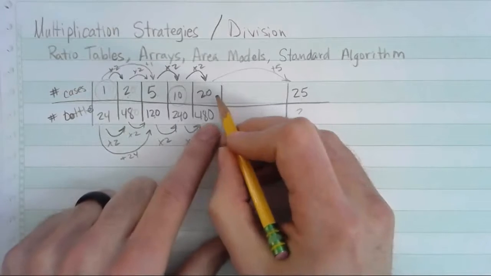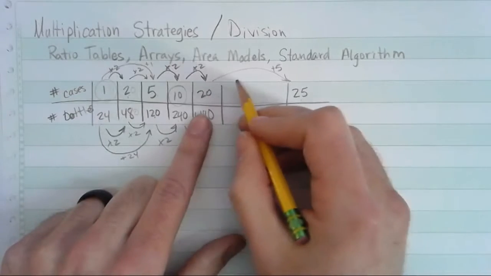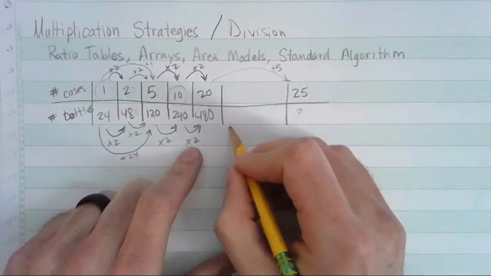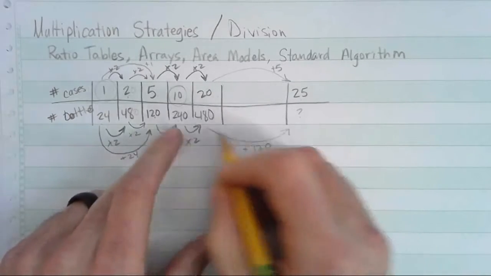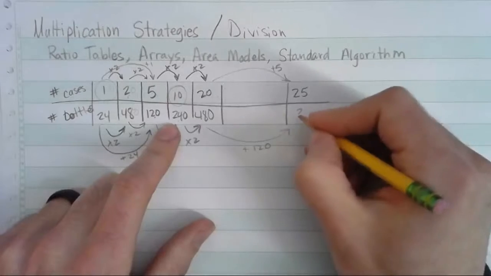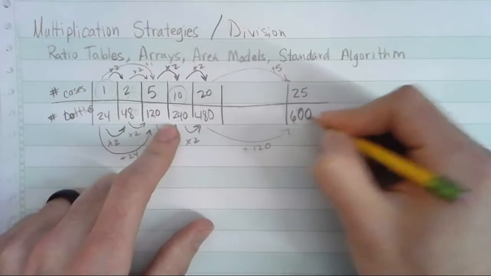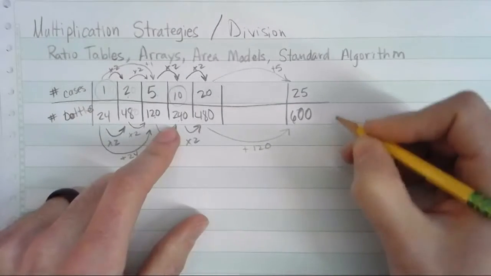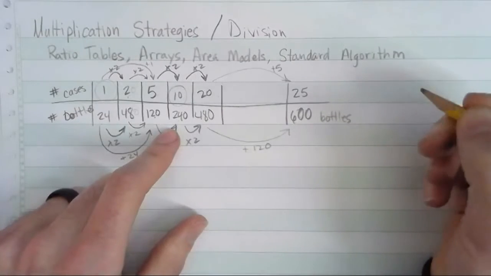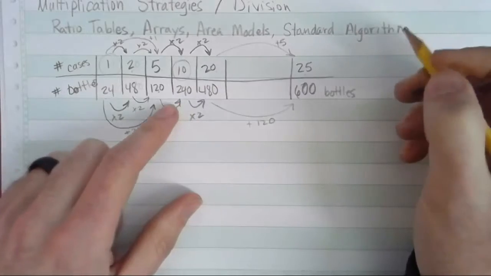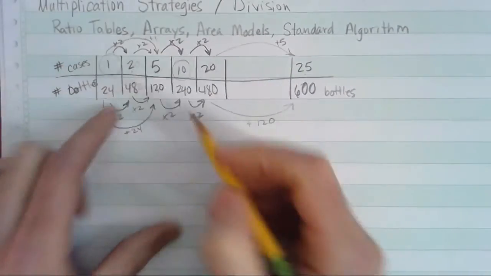Sorry about that. So we continue 20 to 25, skip 5. We know we're going to count 120 from there. So we can just take these, add them, and we figure out that 25 cases of 24 bottles is 600 bottles in all. Another strategy that we use is an array.